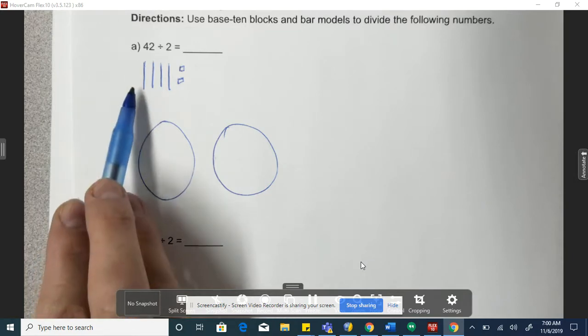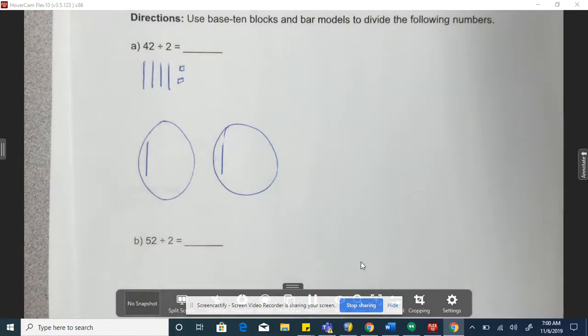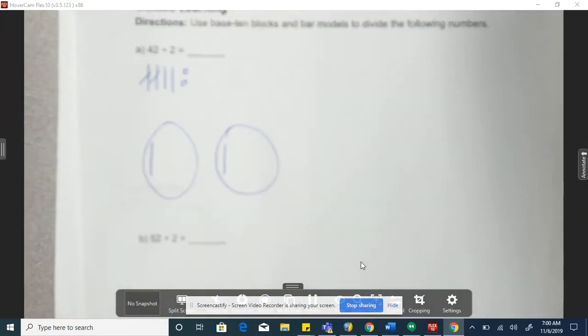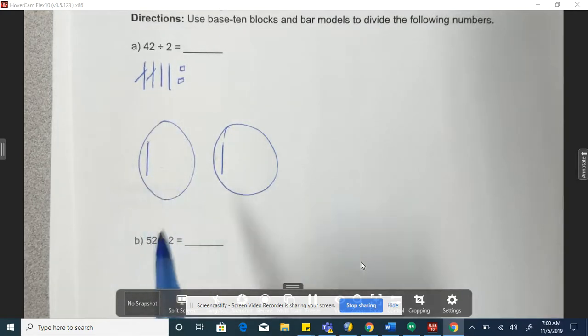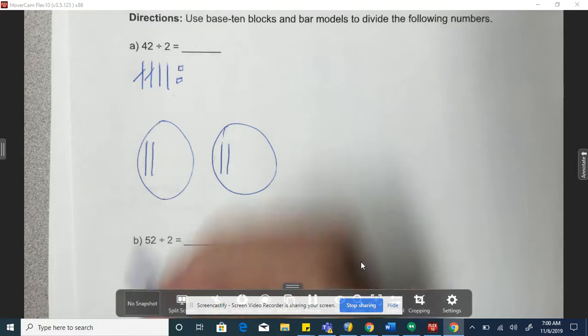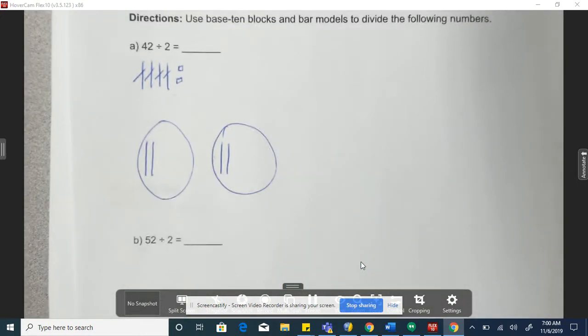So I'm going to start by distributing my tens. I'm going to put 1 ten in the first group, 1 ten in the second group. I've used 2 tens, so I'm going to cross them out. Now I'm going to distribute the other tens. 1 ten can go in this group, the other ten can go in this group, and I'm going to cross them out. So now I've distributed all my tens, so each group has 2 tens, or 20.